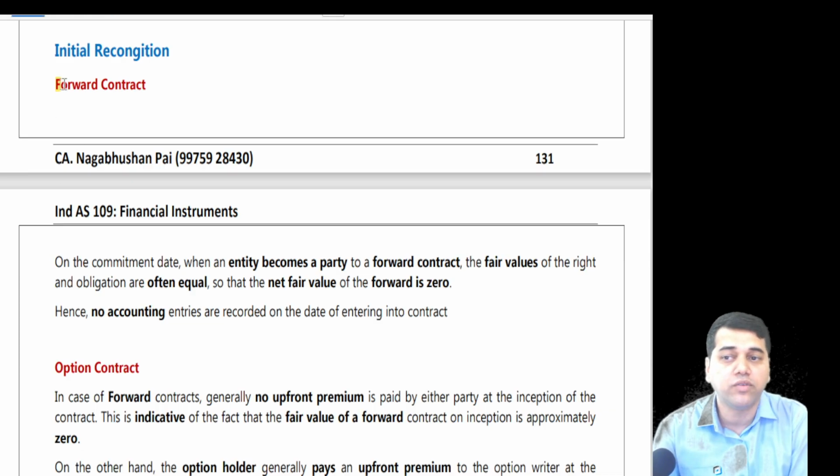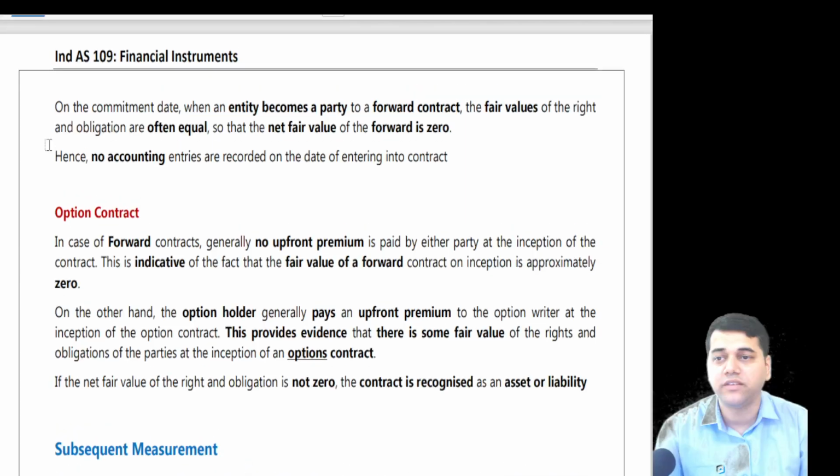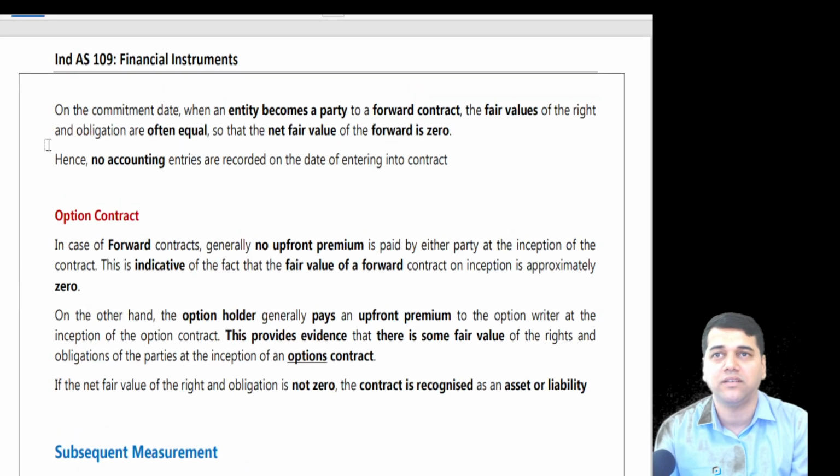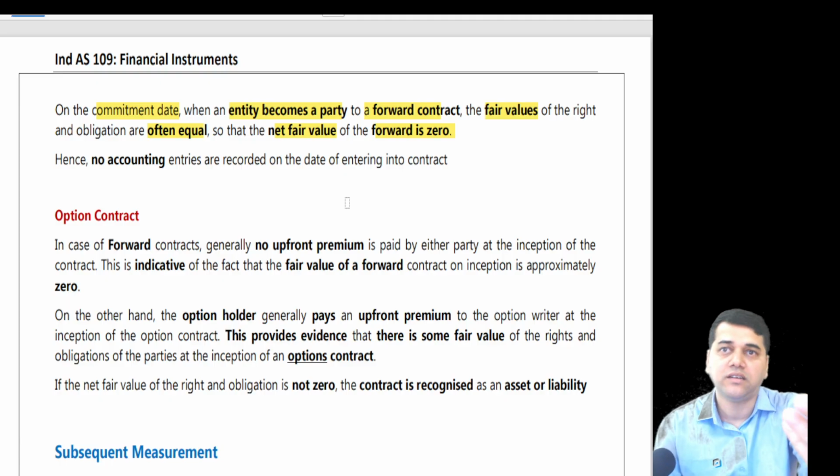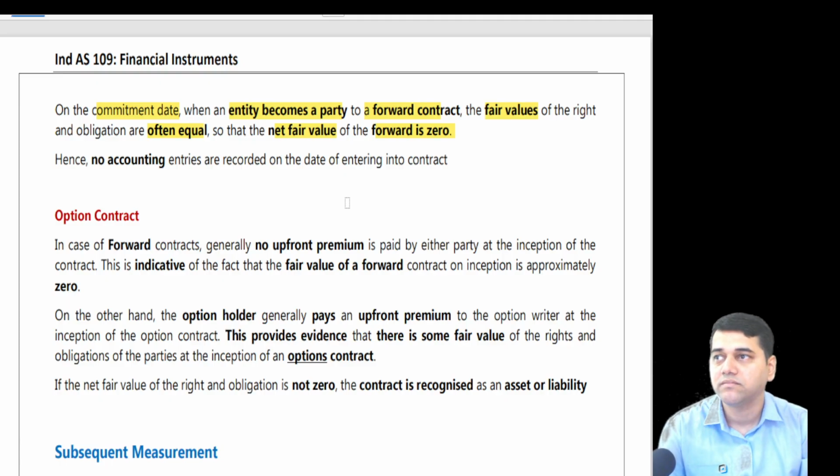Suppose it is a forward contract. Generally, in a forward contract, nobody pays. I just say, okay, I want the food on so and so date. Yes, I entered into a derivative contract. So on the commitment date, when the entity becomes a party to the forward contract, the fair value of the rights and obligations is often equal, so the net fair value is 0. See, you didn't pay anything. He didn't pay you anything.